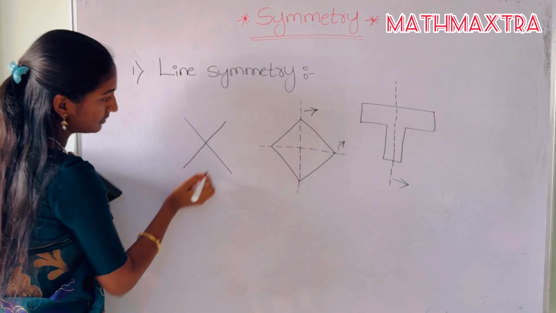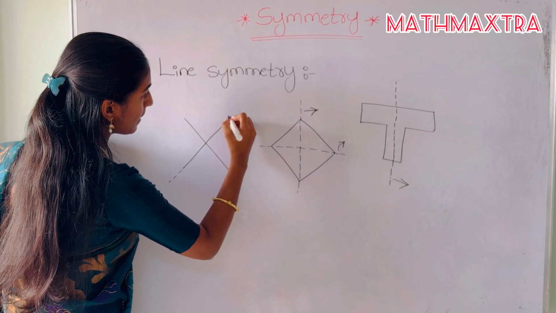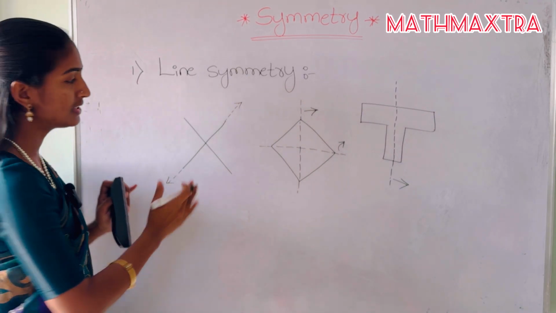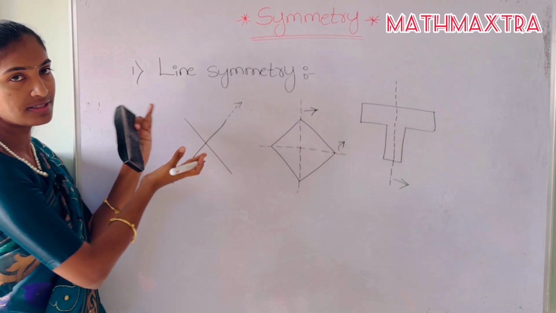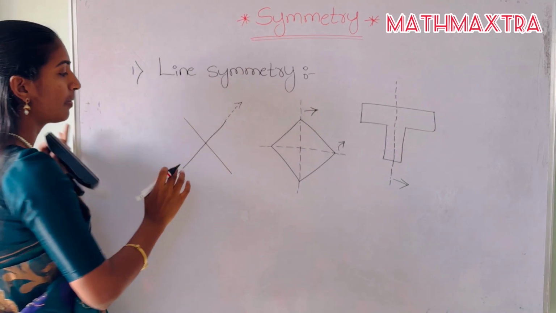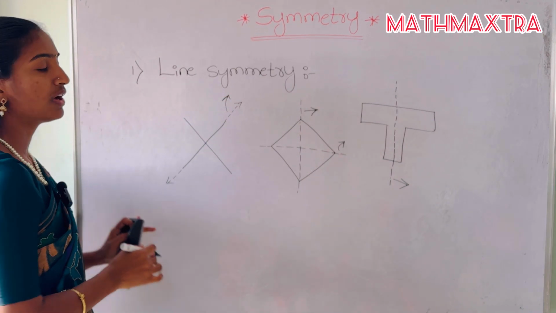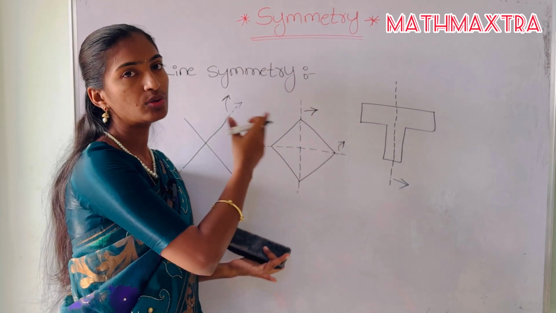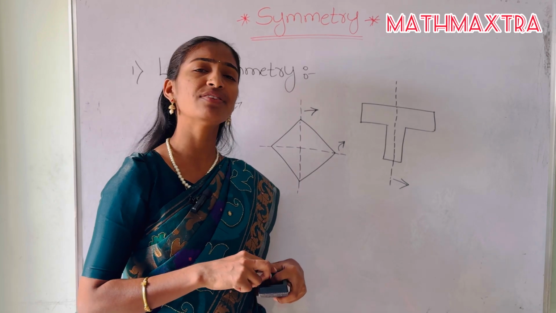Sometimes, see, if you take an alphabet X, if this is a symmetrical axis and you fold this figure about this line, will the parts of the figure coincide with each other? Yes, these two parts of the figure coincide with each other. But this symmetrical axis is about the corner, isn't it? That is why we can say that the symmetrical axis may be horizontal, may be vertical, may be about the corner.